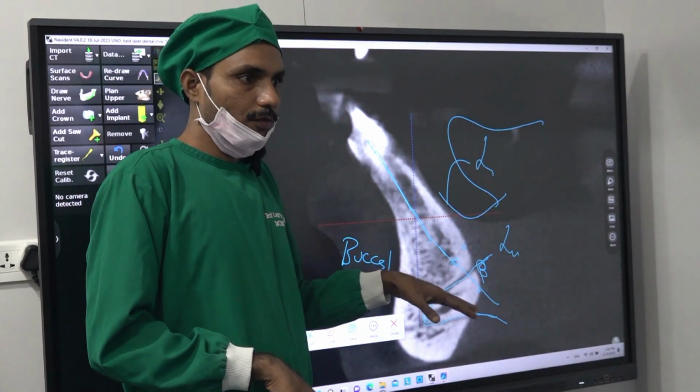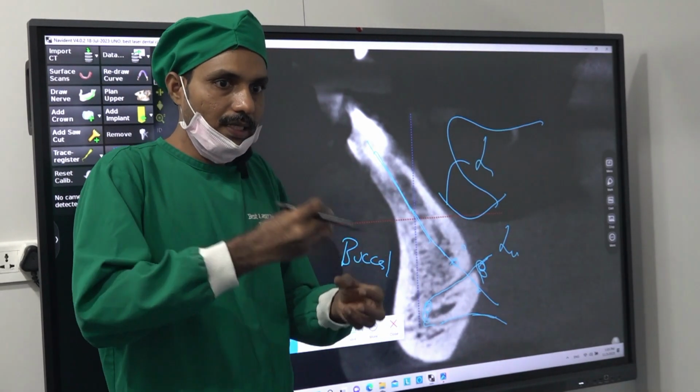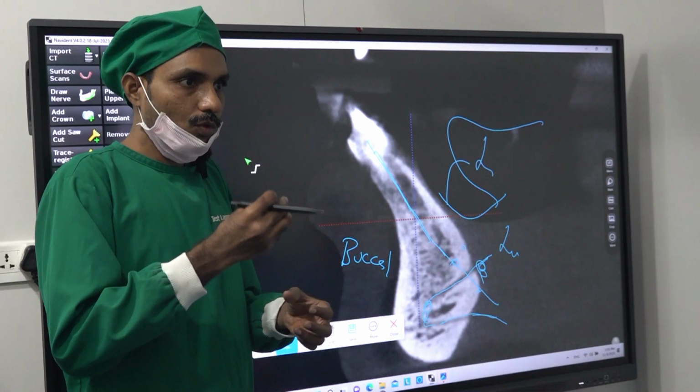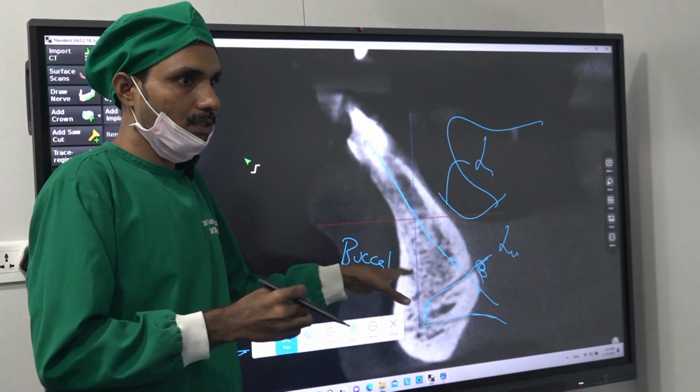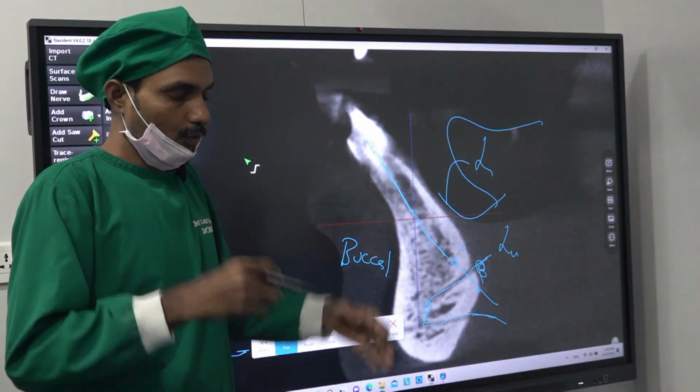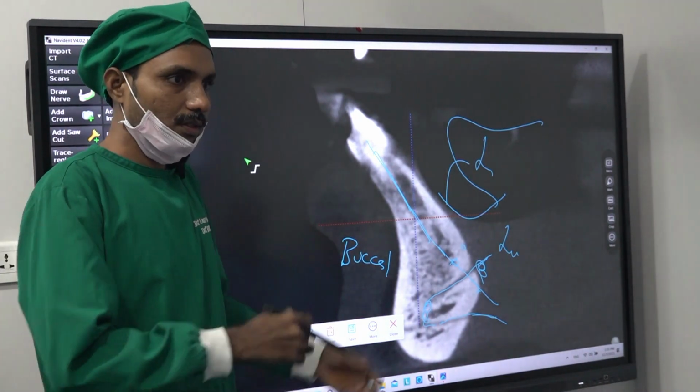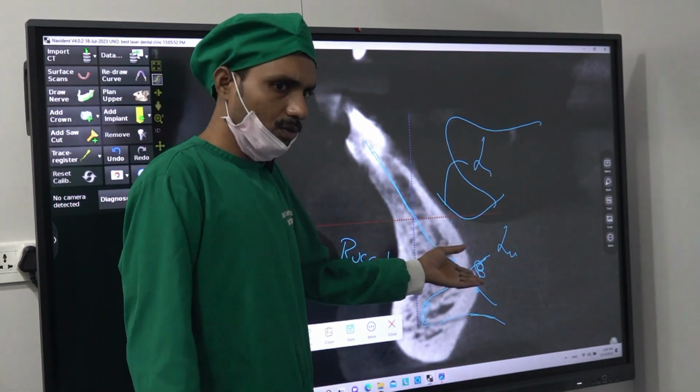A common reason for lingual perforation is that we are not reading the drill. Slowly we have to do it. We have to respect the resistance. If you do it blindly, then it will perforate. Many times we have also done perforation.